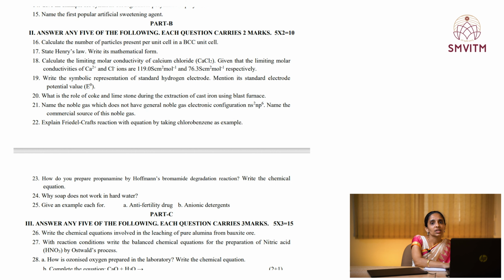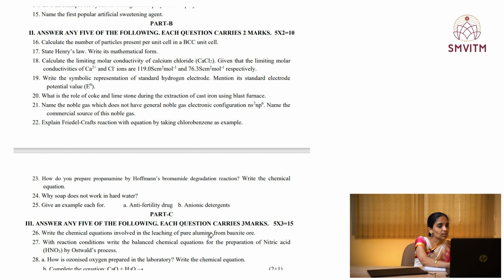What is the role of coke? It reduces the hematite ore. And what is the role of limestone? It decomposes, producing the flux CaO, which removes the silica gangue in the form of slag. Coke is a reducing agent for hematite ore, and limestone produces flux CaO, which removes the gangue silica in the form of calcium silicate slag.